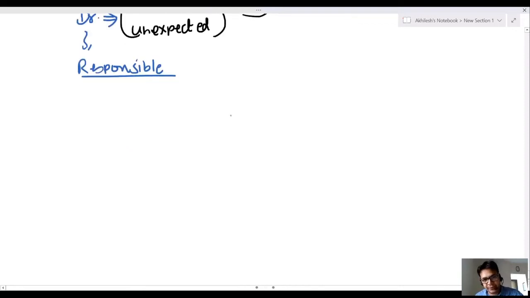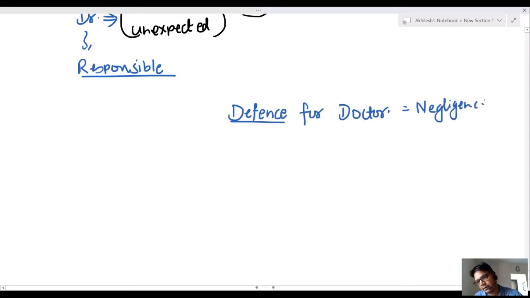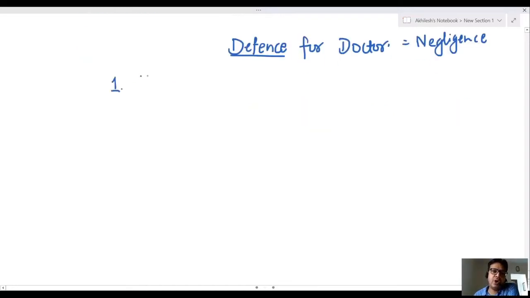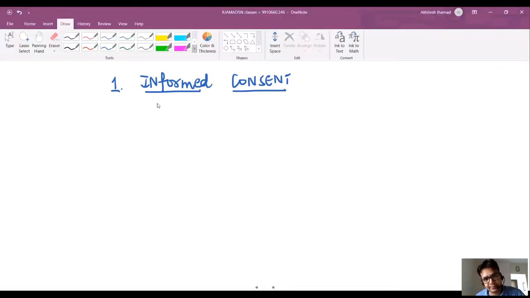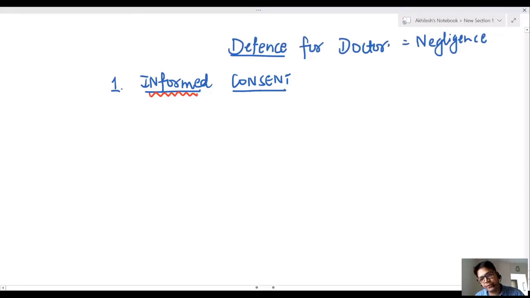Now, sir, what are the defenses available for a doctor? Defenses for a doctor in medical negligence cases. First, the doctor should take informed consent. What is the meaning of informed? Everything should be informed to the patient. This is known as informed consent. If the doctor is getting informed consent, it is a defense.